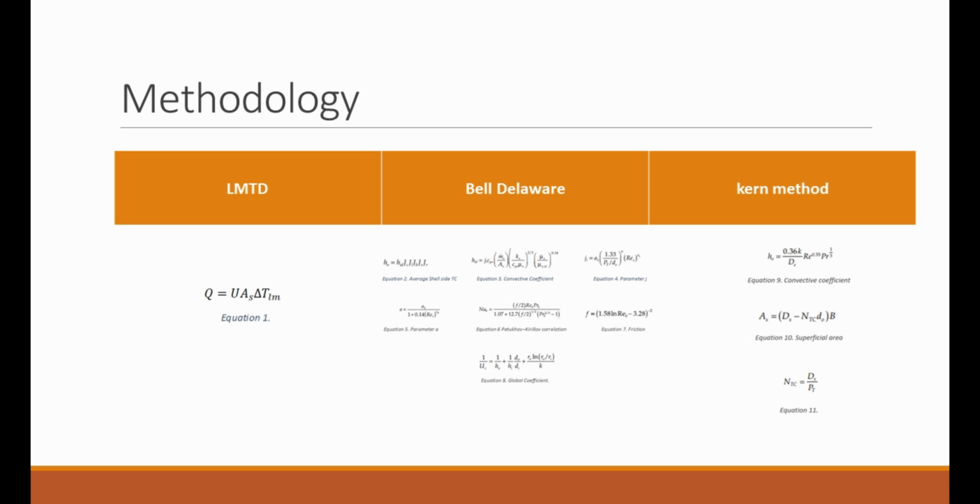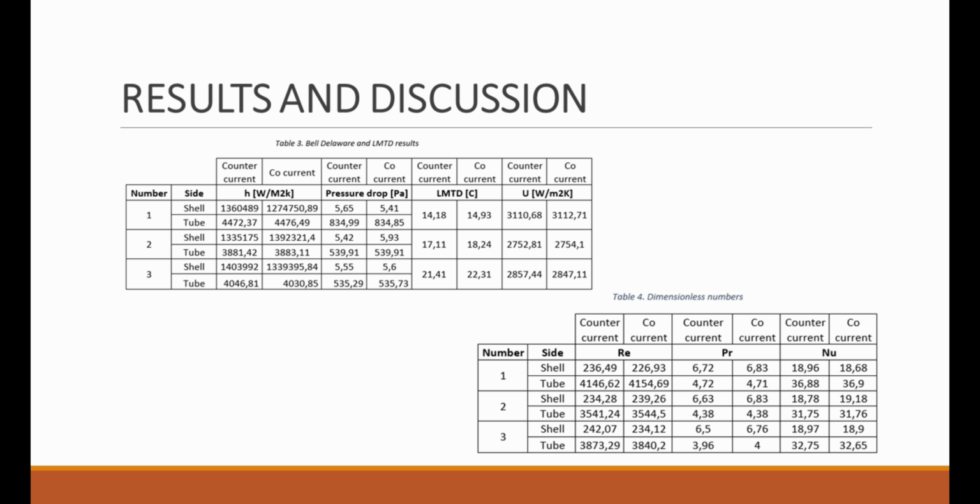Finally, the Bell-Delaware method required the value of the viscosity of the fluid that flows through the shell at conditions attached to the wall. These conditions weren't known. Furthermore, the viscosity was assumed to be the same all over the fluid, but there is not enough information to know if this assumption is valid. Table 3 shows the results obtained with the Bell-Delaware and LMTD methods.